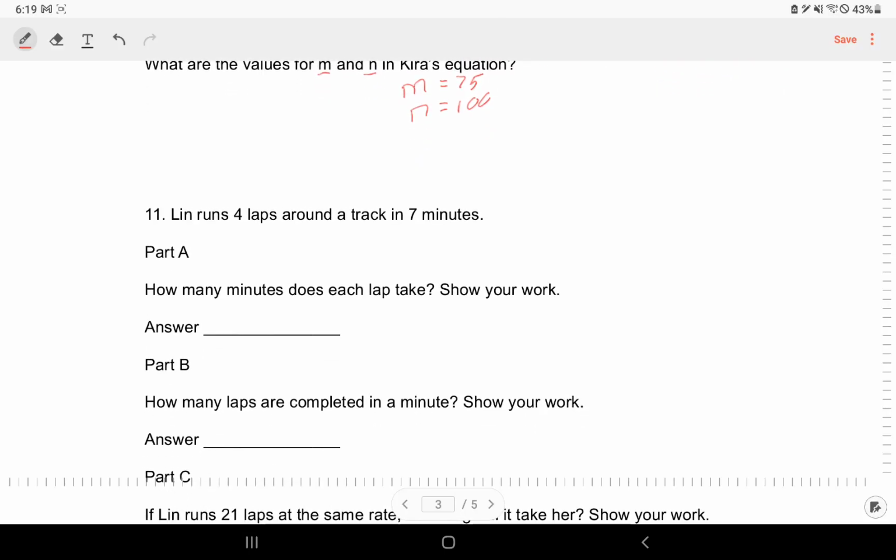Okay. So Lynn runs 4 laps around the track in 7 minutes. How many minutes does it take each lap? So, show your work. So, explain. So we do 7 into 4. 7 doesn't go into 4, but it does go into 40. And so that's 5 times. 5 times 7 is 35, with 5 left over. Bring down the 0. 7 goes into 50, 7 times.